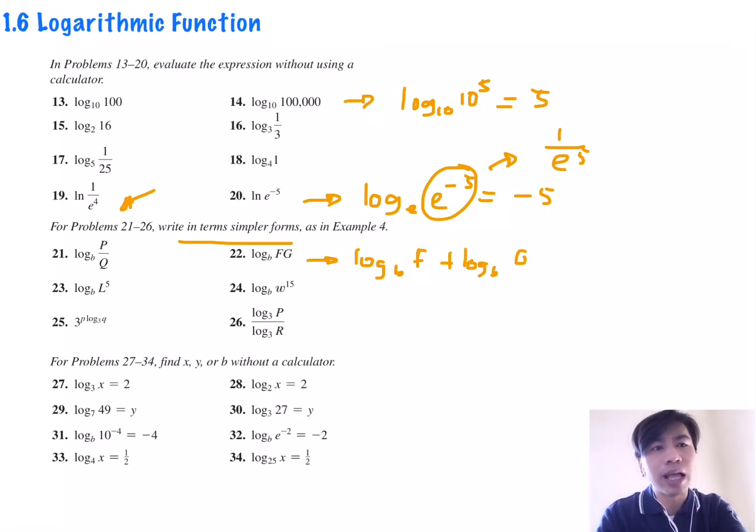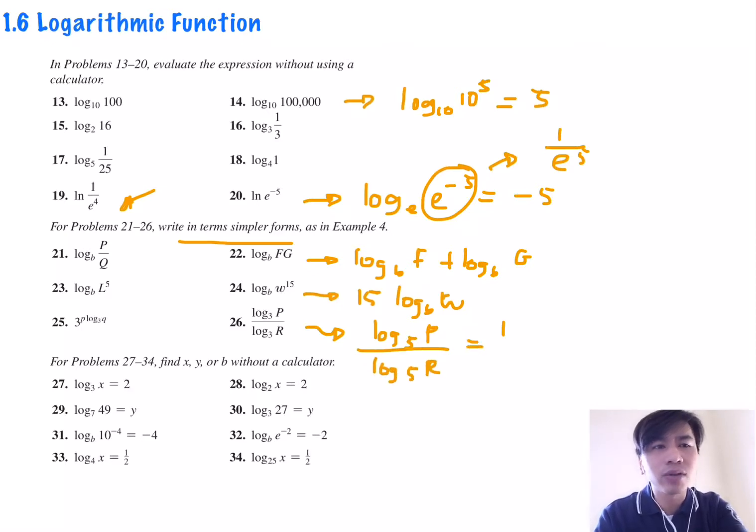Yeah. This is the hint for number 19. And number 22, write in the term simpler forms. So you'll have, I think this is already simple, but maybe he wanted it to be like this: log to the base b of f added with log to the base b of g. Okay, this is not in simple form, by the way. And number 24, that will be 15 log to the base b of w.